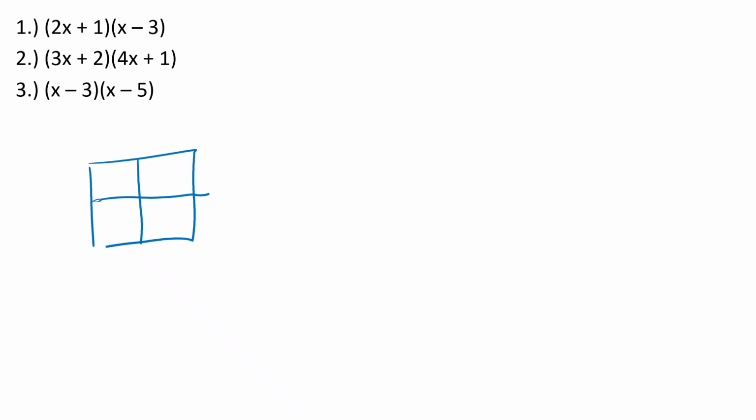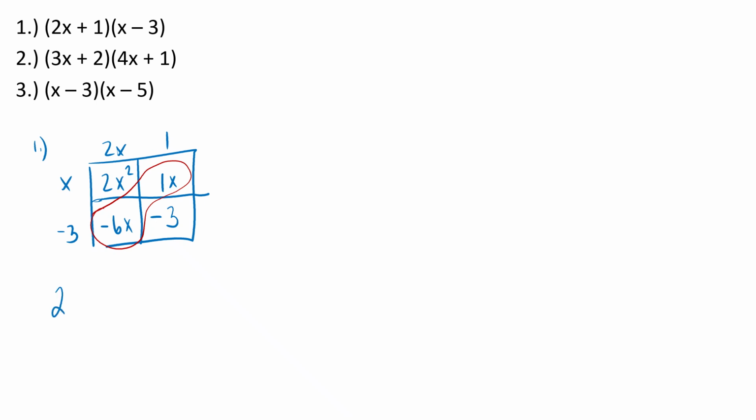Okay, so for this first one, I'm going to put the 2x plus 1 as my base and my x minus 3 as my height. 2x times x is 2x squared. x times 1 is 1x. 2x times negative 3 would give me negative 6x, and negative 3 times 1 is negative 3. And then we see our like terms. Those are the things that we would be adding together.